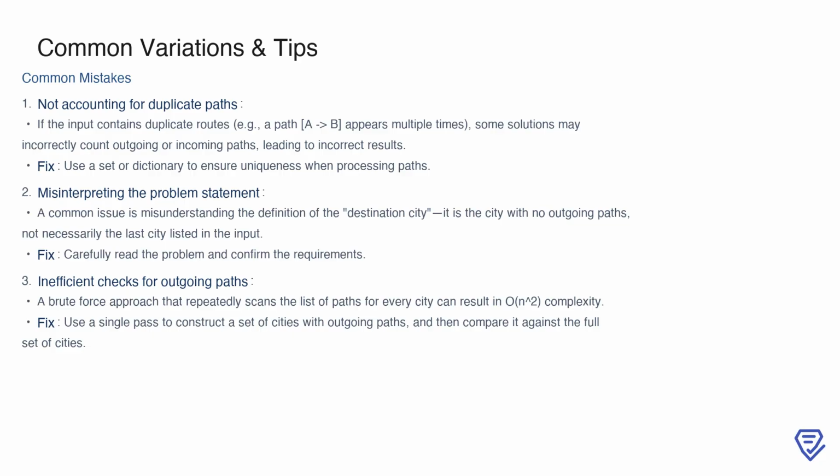Finally, inefficient checks for outgoing paths can significantly impact performance. A brute force approach that repeatedly scans the list of paths for every city can lead to O(n²) complexity, which is not ideal. Instead, you can optimize by constructing a set of cities with outgoing paths in a single pass and comparing it against the full set of cities to achieve better efficiency.